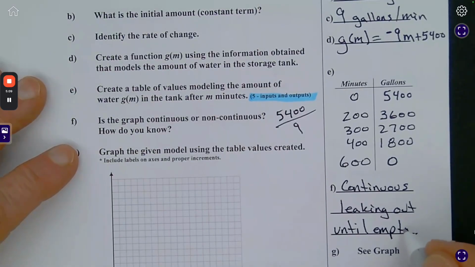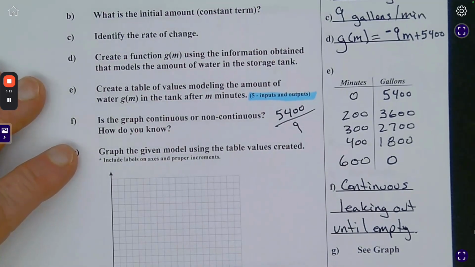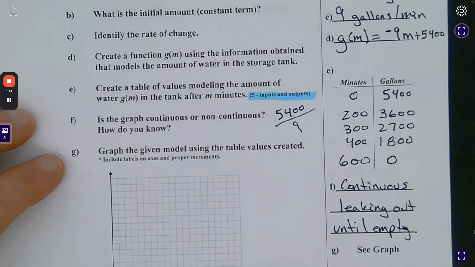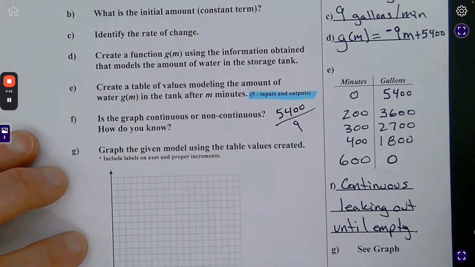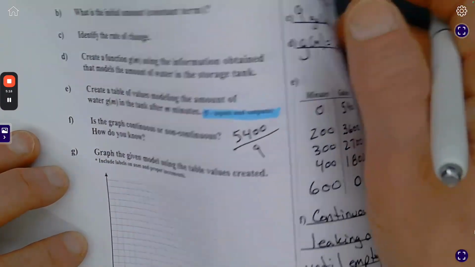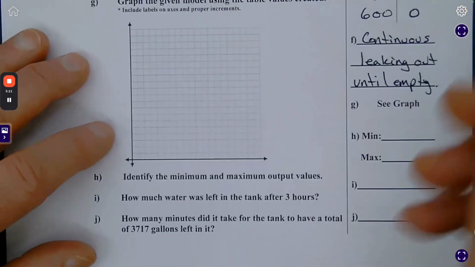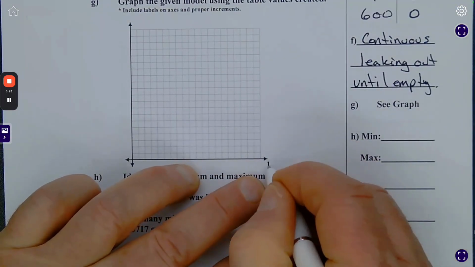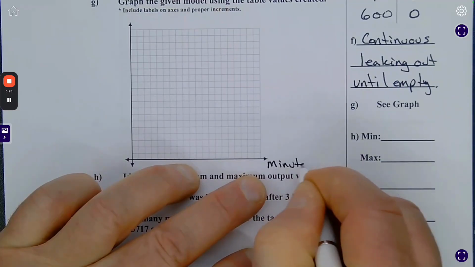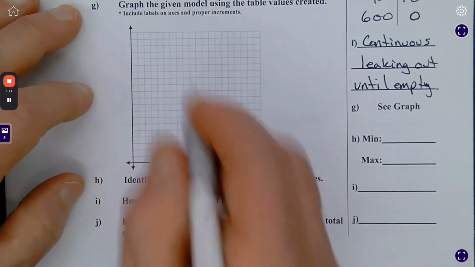Ooh, that was pretty good. That was pretty good. There's a lot of ways to say something like that. Okay, we're going to graph it. All right, so when we graph this, we're going to go ahead and use minutes as our independent variable, our input. So these are my minutes, and these are the gallons left.